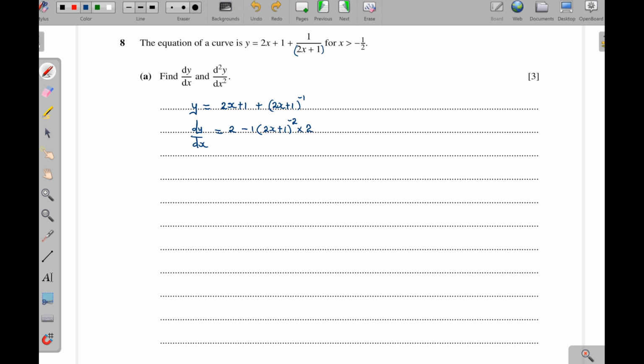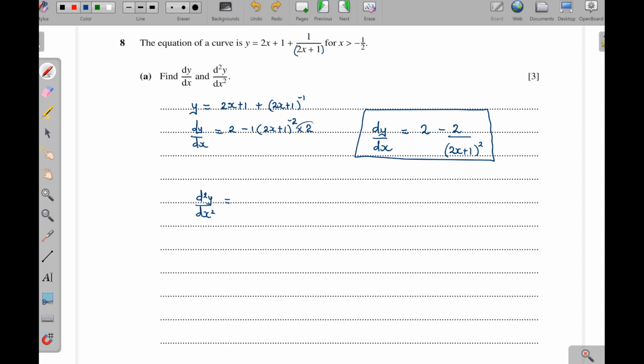Let me write this one here like this. My dy/dx will be 2 minus 2 over, taking this one down using rules of indices, (2x plus 1) in brackets squared. Now, we need to get the second derivative. So for the second derivative, we differentiate what we have differentiated already. We shall differentiate this 2, and of course that one will be a 0.